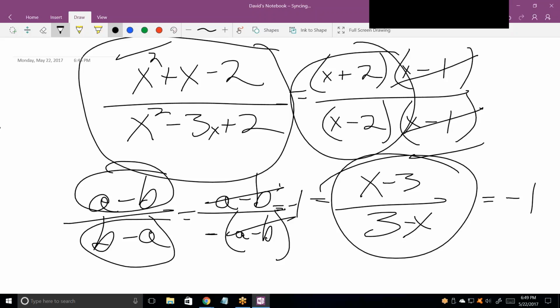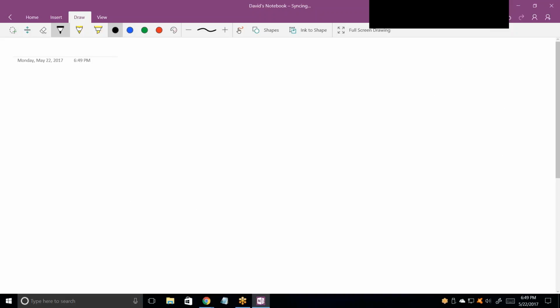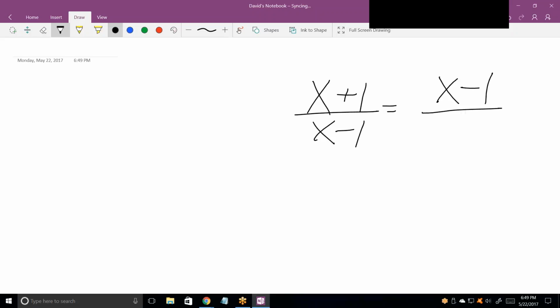So the only other time that you can cancel stuff, other than when they're identical, is when you have this situation here, an a minus b over b minus a. That's it. And I can't think of anything else. If I had x plus 1 over x minus 1, no. If I had x minus 1 over 1 minus x, yes, that's equal to minus 1.